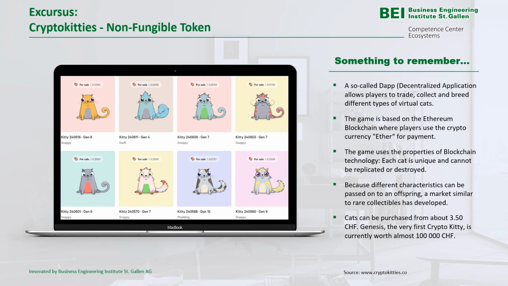And the game has been very popular in the past, where a marketplace has been established where you can trade and sell your kittens. And there are also very rare kittens. For example, you have the Genesis kitten. It's one of the very first Cryptokitties, one of the first generation kittens, and it's currently worth almost 100,000 Swiss francs. And yeah, that is somehow unimaginable.